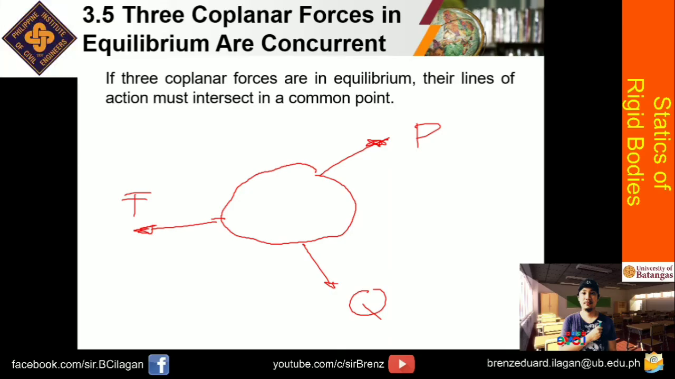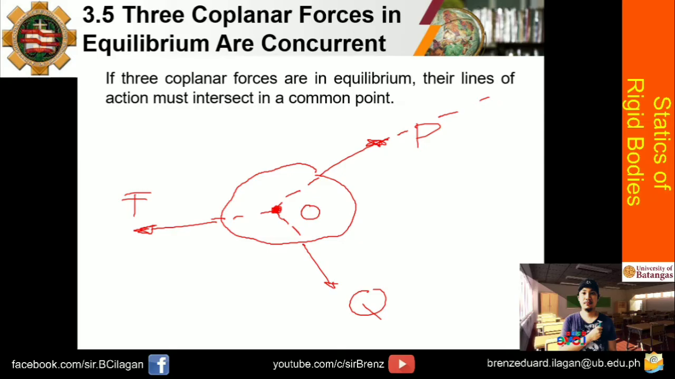Yan. So sinasabi dyan, itong mga forces na to will meet at this common point. So let's say na ito ay yung common point O. Okay? So at that common point, ayan nga, so anong nangyayari? Di ba naging concurrent siya?